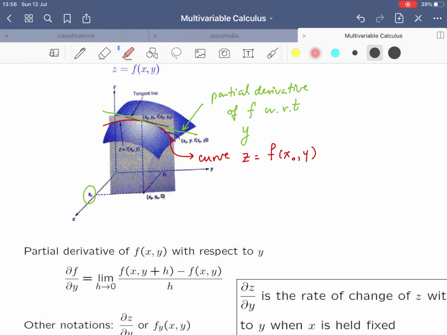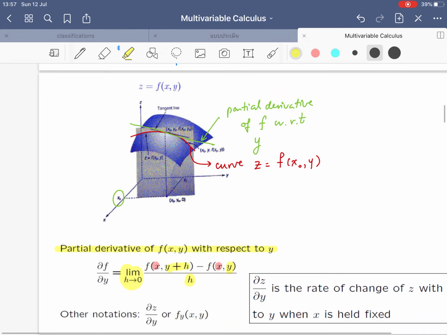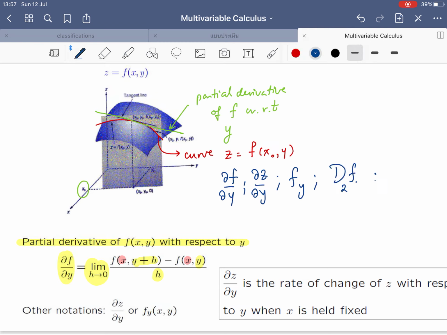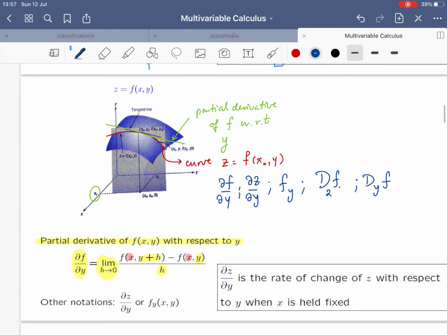So as we told you, your x is fixed and your y is the one that changed. So it changed from y to y plus h, and you find a difference divided by a small change h, okay, as your h goes to 0. This one is a partial derivative of a function f with respect to a variable y. The notation is df by dy. So same thing, you may have df by dy, dz by dy, f sub y, or sometimes you have f sub 2 as well, but usually they have Dy f, D2 f, like that, okay. That will be more common.